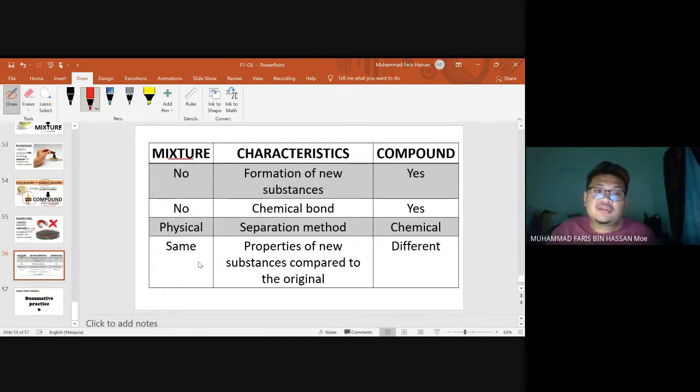And the last one, the properties of new substances compared to the original one. For the mixture, they still retain the same properties of their original substances, but for the compound, the properties of the new substance are different compared to the original substances.